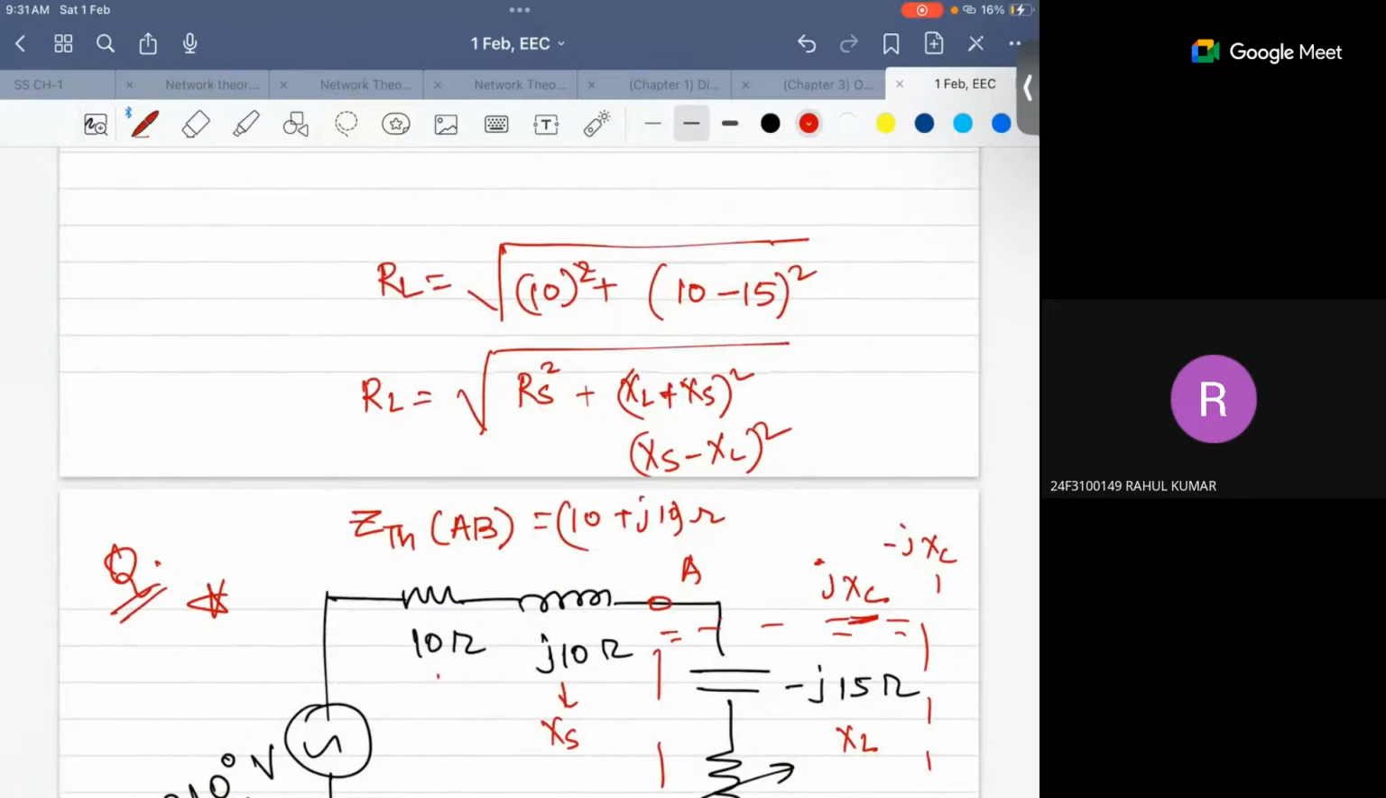Can you repeat, sir? What I was trying to say, the formula to calculate RL is the square root of RS square plus XL plus XC whole square. This representation can be different in some books or in other books. If you represent a capacitor as jXC, in that case XC will be a negative value. Like here, if you think of it as jXC, then XC will be -15. But if you're taking minus jXC, then your XC will be 15. It's just the way you represent it in the circuit.